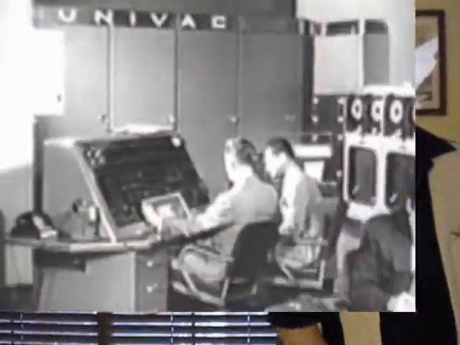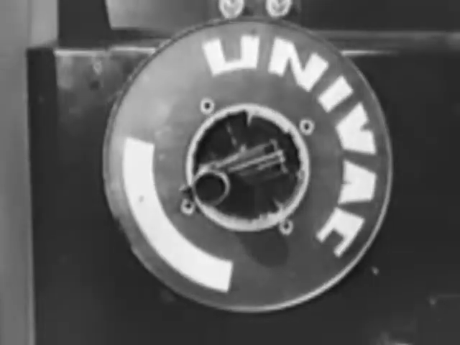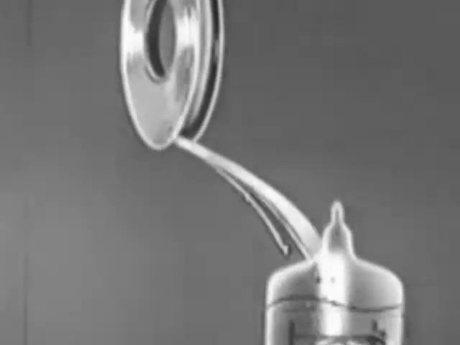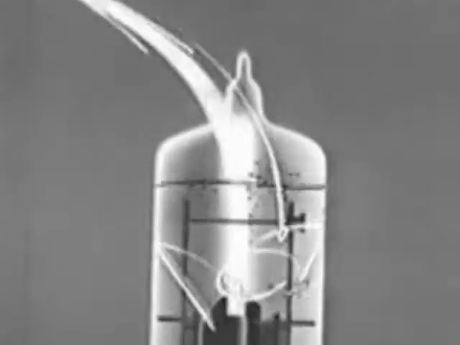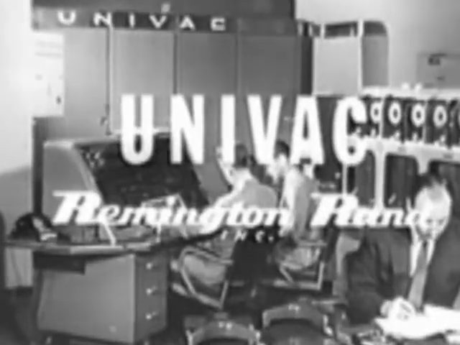UNIVAC, the giant electronic brain made only by Remington Rand, takes business statistics from magnetic tape, letters, numbers, and punctuation marks, processing them through its electronic circuits at phenomenal speeds. UNIVAC can compute payrolls electronically, then produce printed checks in a flash. Over 8,000 checks an hour with this high-speed printer. UNIVAC leads the field of electronic computing.